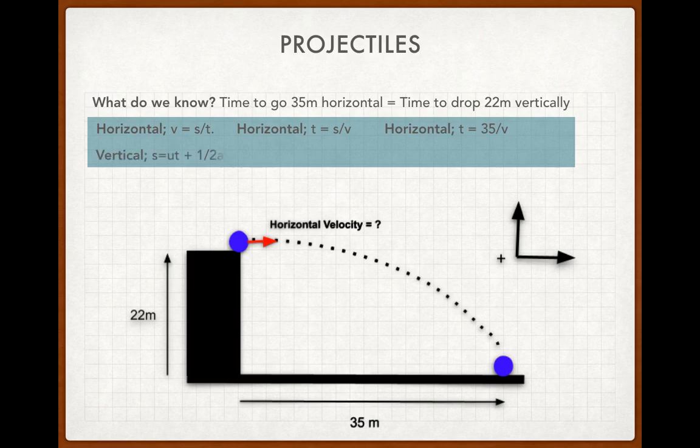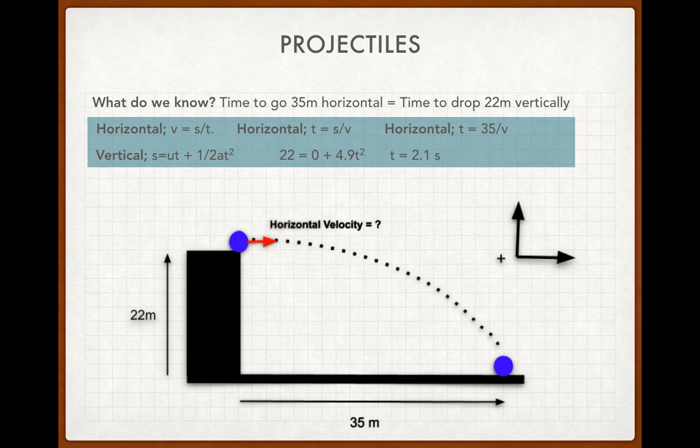So then let's look at it vertically. I'm given a displacement and I have stuff related to times, and my u value there will be the v value in the horizontal formula. I know acceleration is 9.8 downwards, and I know the displacement is 22 downwards. So I'm going to say downwards is positive, in which case I get 22 is equal to that. Now, when you sub t equals 35 over v in there, you'll get your answer.